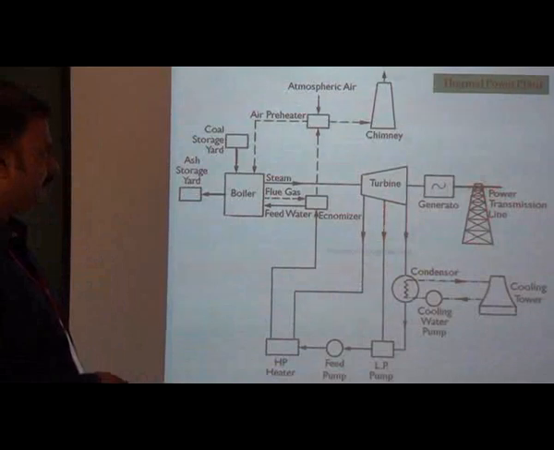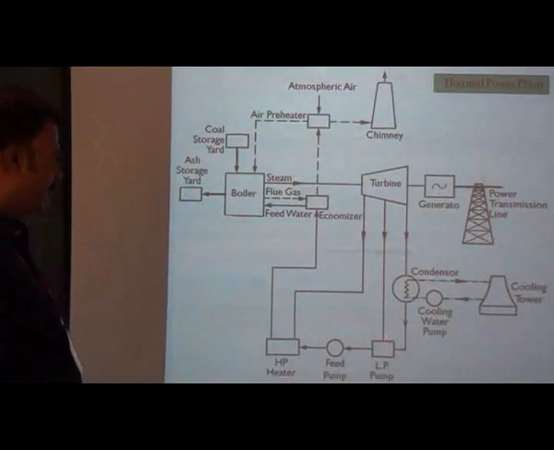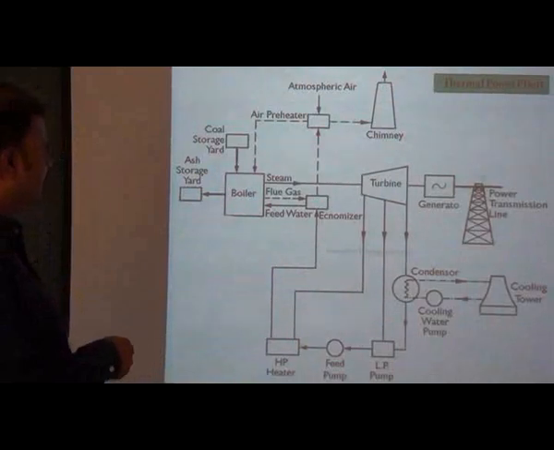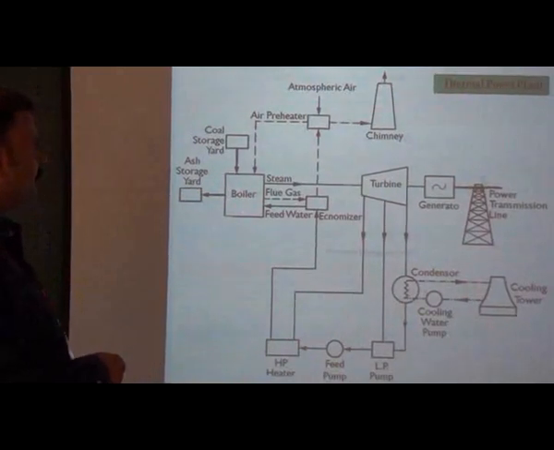So that steam can bleed out and be used in the low pressure heater, and then it is again heated in the high pressure heater, and it is passed through the economizer, and then the feed water enters the boiler.